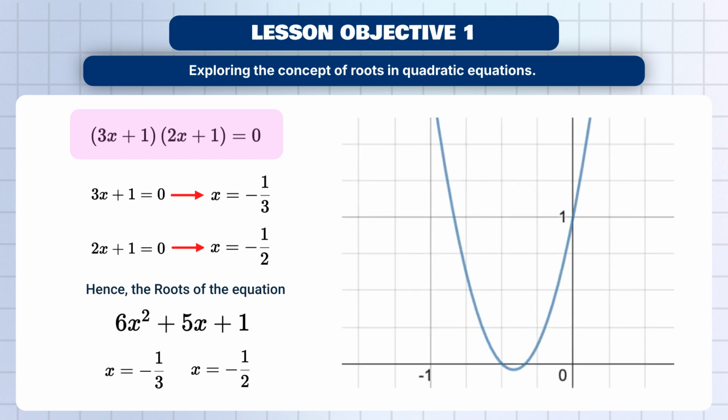If we plot the graph of 6x squared plus 5x plus 1, we'll see that it intersects the x-axis at x equals minus a third and x equals minus a half. This confirms our solutions. The method shown may, however, seem a bit tedious. Fortunately, there are a couple of tricks you could use to factorize quadratics.